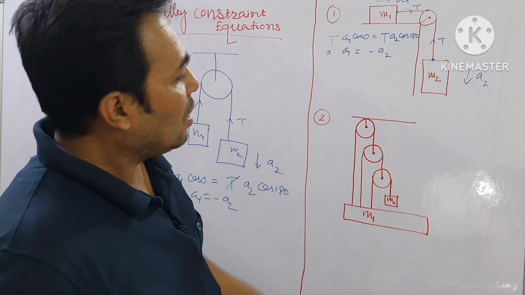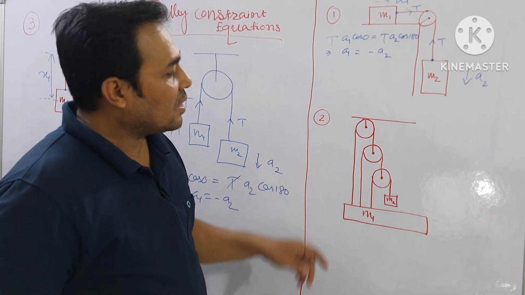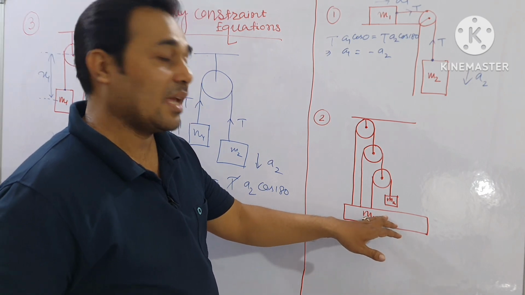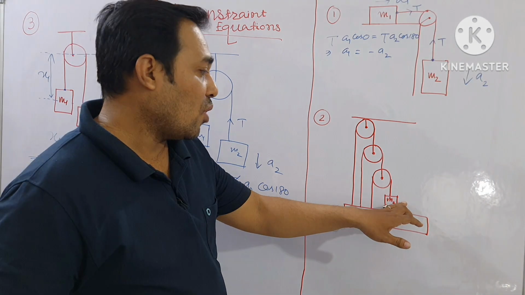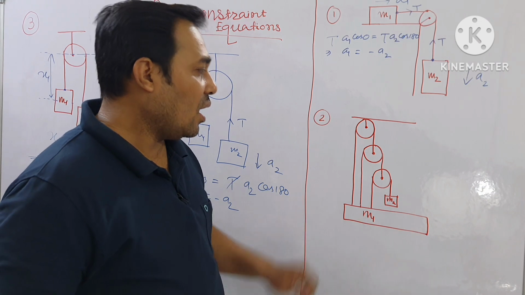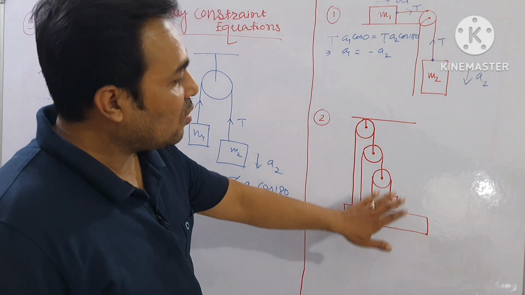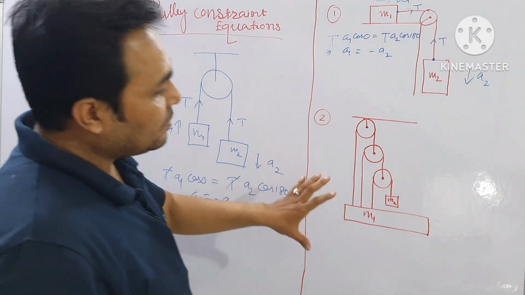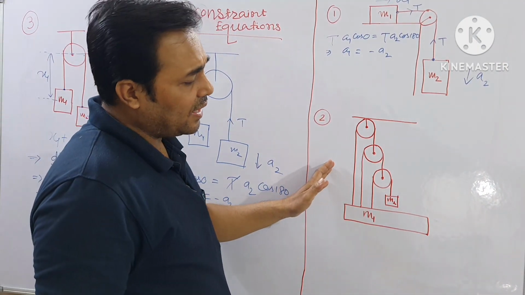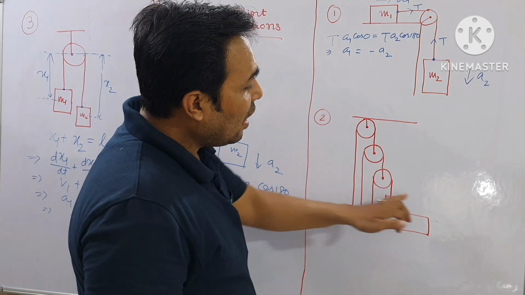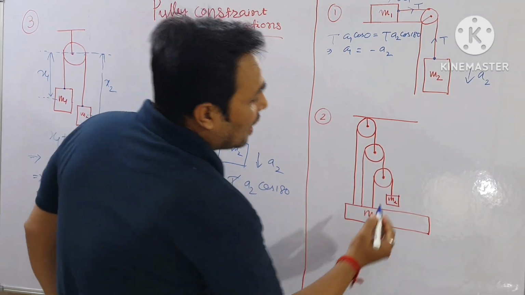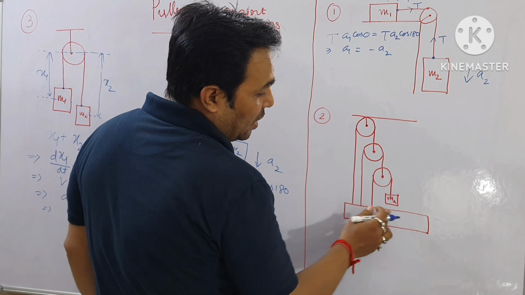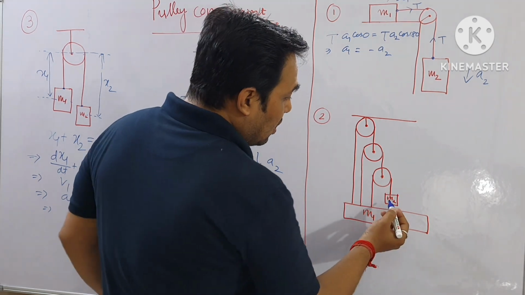Now student, let's start this example. This is a block M1, and in some books it may be written like a plank, and suppose this is block M2, and this is your block M1. In this system also we are going to apply the same concept as before, and it will be a very easy way to find the acceleration between M1 and M2. Now say student, for this system you want to find the relation between A1 and A2. First you consider this one.